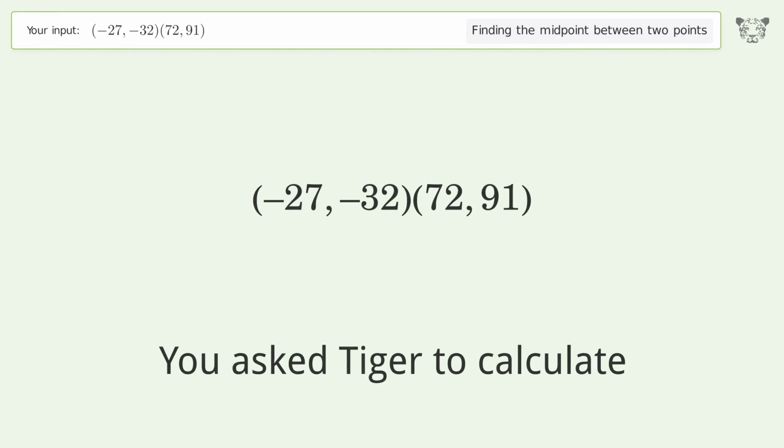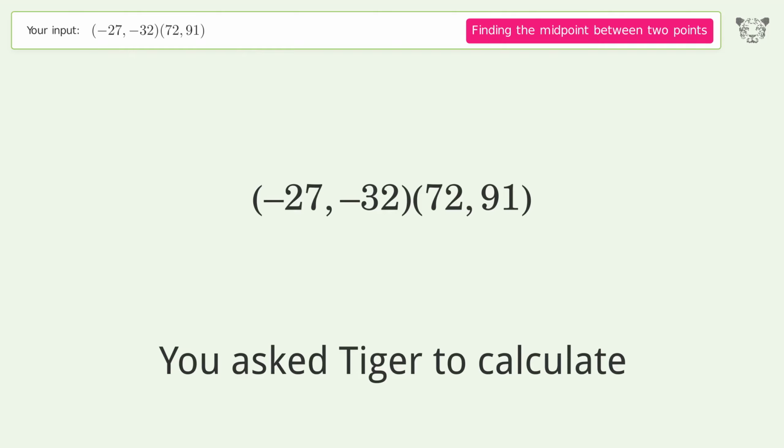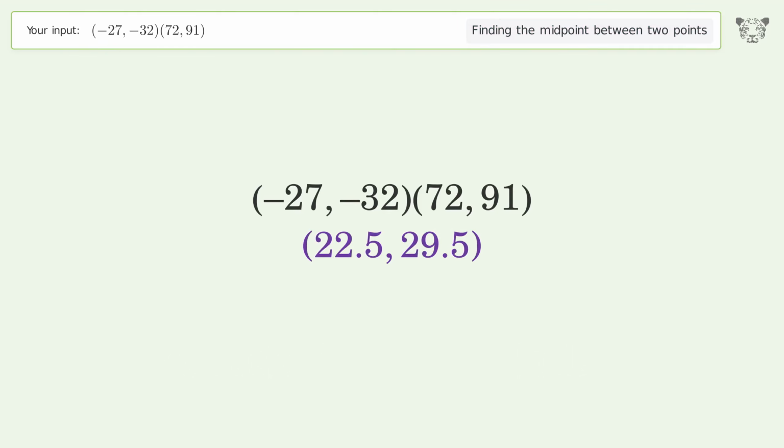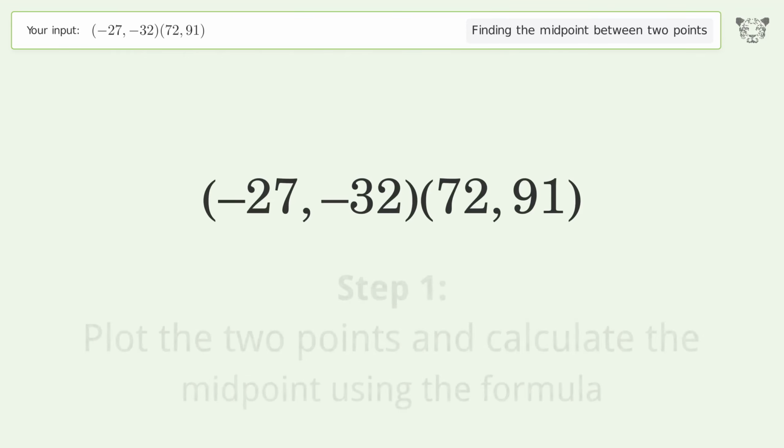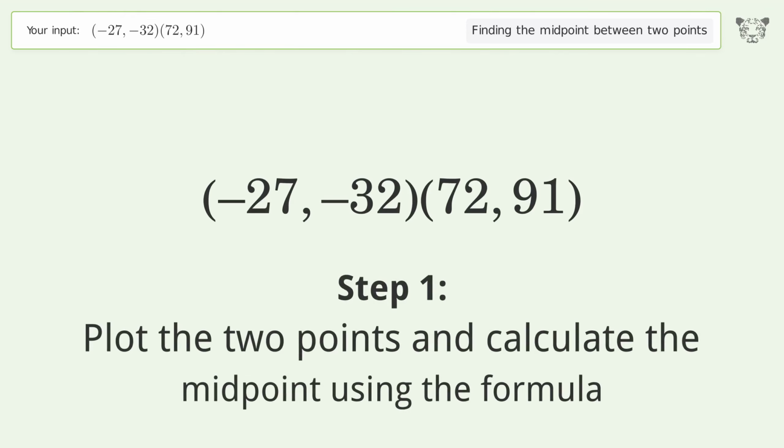You ask Tiger to calculate. This deals with finding the midpoint between 2 points. The midpoint between the 2 points is 22.5, 29.5. Let's solve it step by step. Plot the 2 points and calculate the midpoint using the formula.